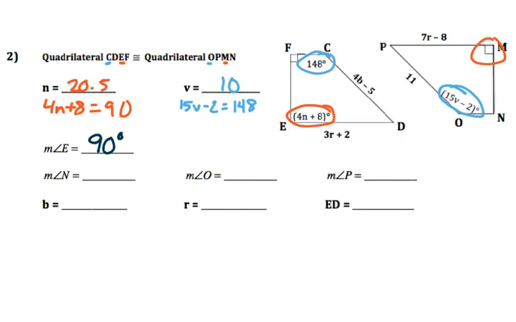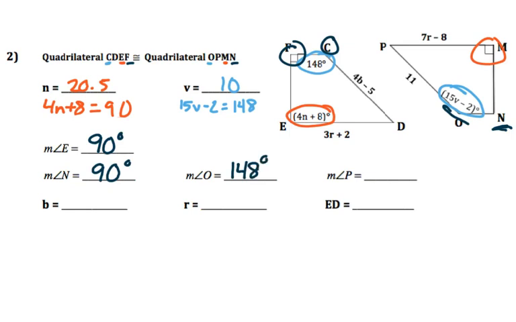The measurement of angle N, if we look over here, this is angle N, and that's congruent to the last one. Last one in the first quadrilateral was F, so it's congruent to F, and F is 90 degrees, so the measure of angle N is 90 degrees. The measure of angle O is right over here in the blue circle, and so that's the same as C, and C is 148 degrees, so the measure of angle O is 148 degrees.